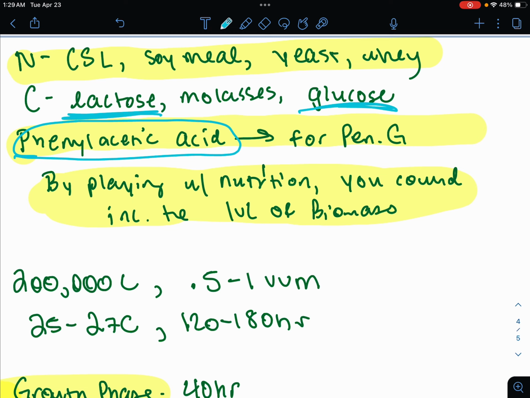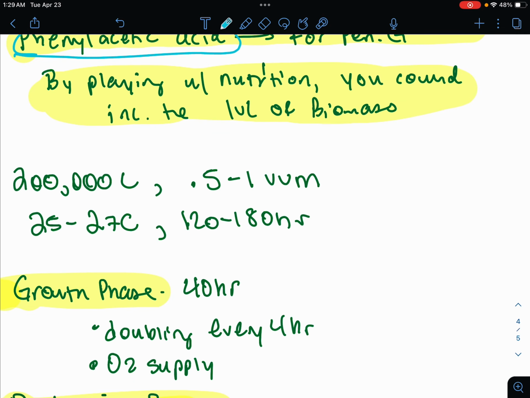Okay, just more information. The temperature and the conditions. 200,000 liters. You have 0.5 to 1 aeration. Temperature 25 to 27 degrees Celsius. Duration is 120 to 180 hours.